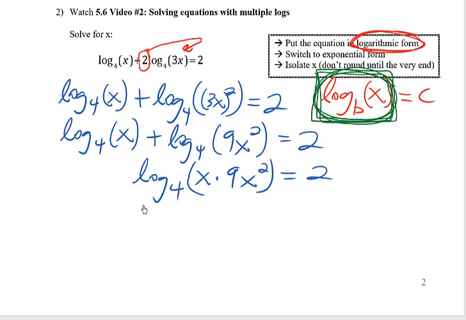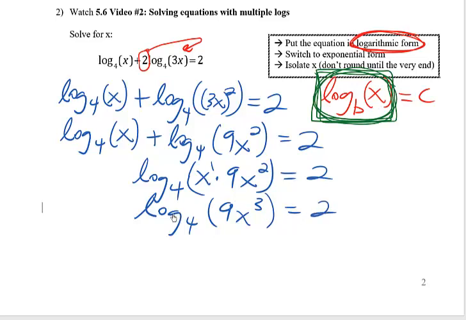Notice this equation is systematically becoming simpler and simpler. Let's see, x times 9x squared, coefficient would be 9. X times x squared is x to the third, right? Just add the 2 exponents together.